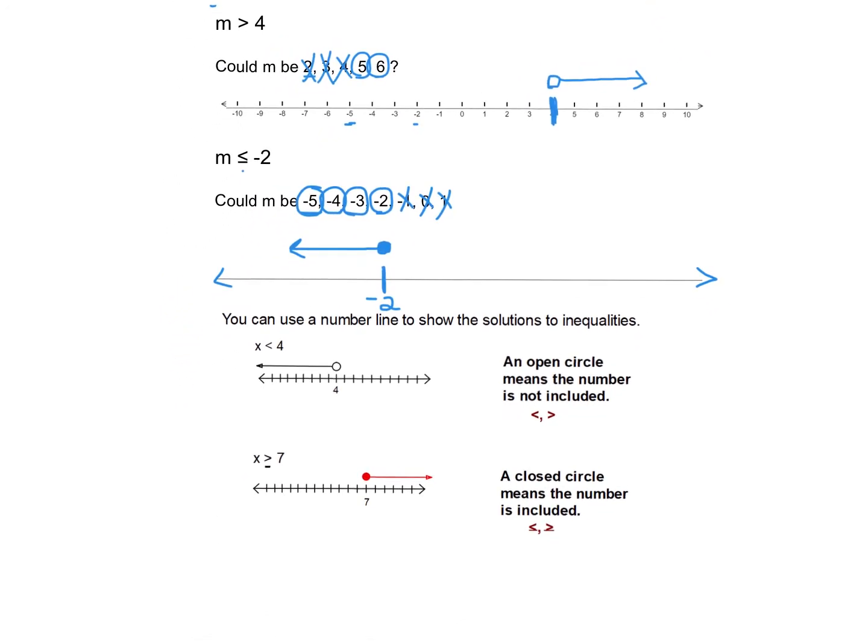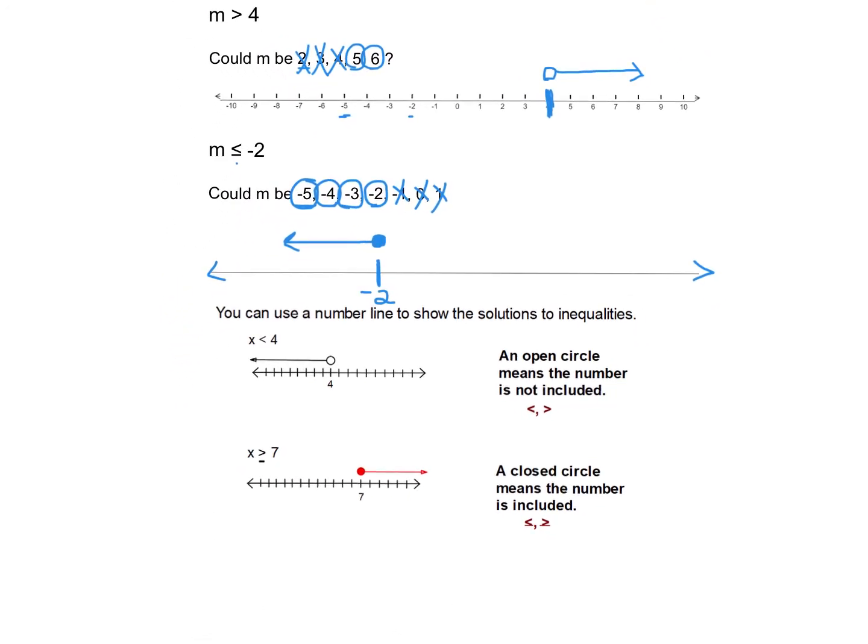All right, down below here, you can use a number line to show the solutions to inequalities. We use an open circle when it is just a less than or greater than symbol. And we use a closed circle when it's less than or equal and greater than or equal.